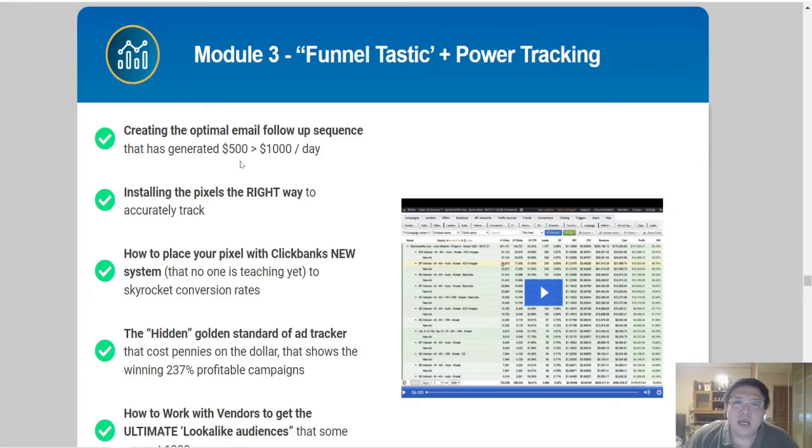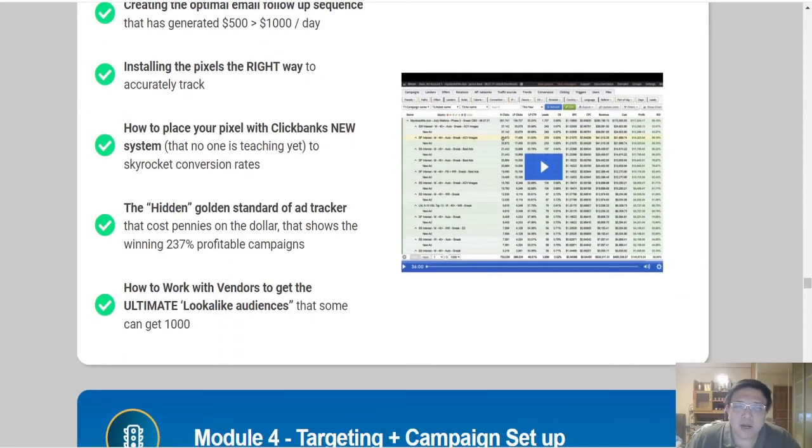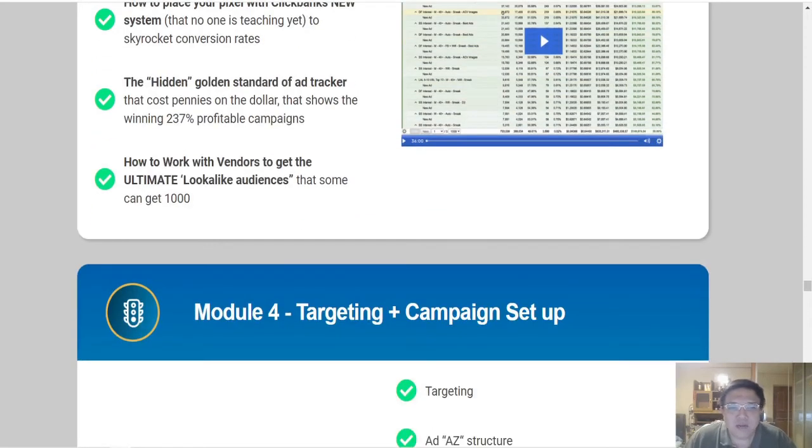So in this program, on top of running the ads, he will actually share with you what kind of landers to use, how to spy on competitors' offers, and eventually how to generate more than $1,000 every single day. Installing the pixels the right way to accurately track your traffic, how to place your pixel with ClickBank's new system that no one is teaching yet to skyrocket conversion rates, the hidden golden standard of ad tracker that costs pennies on the dollar but shows the winning 237% profitable campaigns. Now, how to actually work with vendors to get ultimate lookalike audiences that some can get thousands.